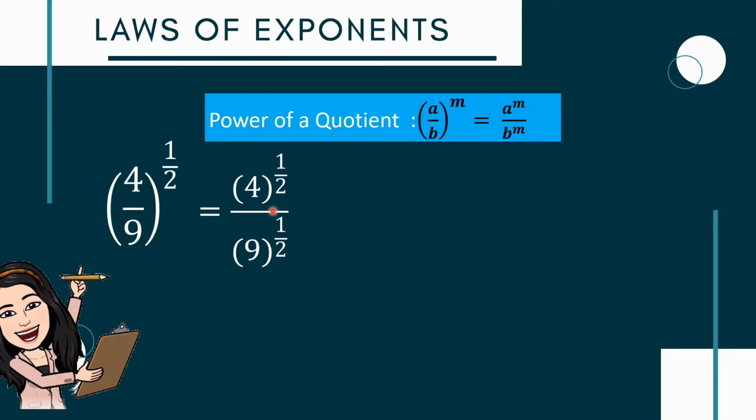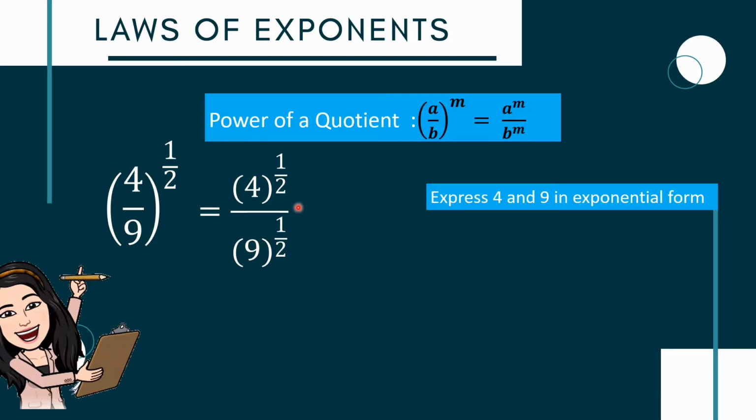So, in this case, let us check the base or the bases. Di ba, you have 4 and 9. As you can see, yung 4 and 9, pwede natin siyang i-express into exponential form. So, let us express 4 and 9 in exponential form. Ang form, pag sabing exponential form, yung may exponent pa siya. So, therefore, ang 4 magiging 2 squared. And then yung 9 magiging 3 squared.